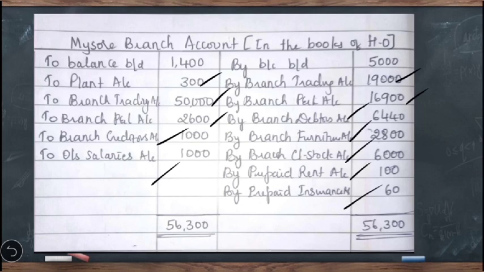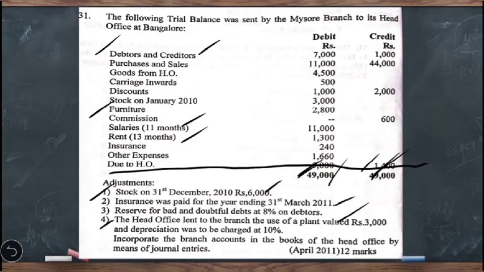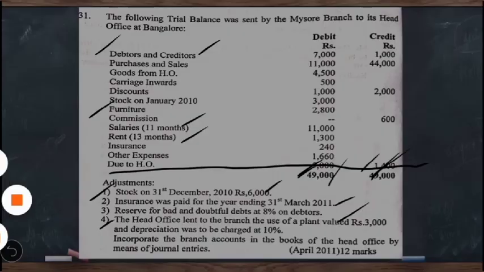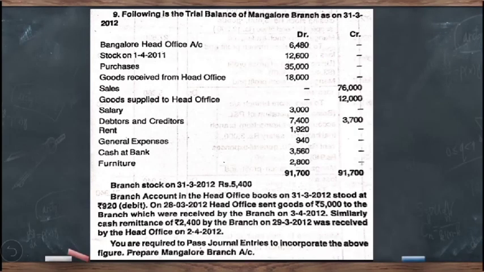So this is the solution for the third question which we have seen here. Okay, then let us take up the fourth question. This is the fourth question which we are going to solve in this session.